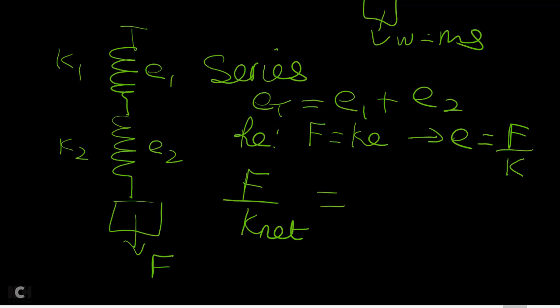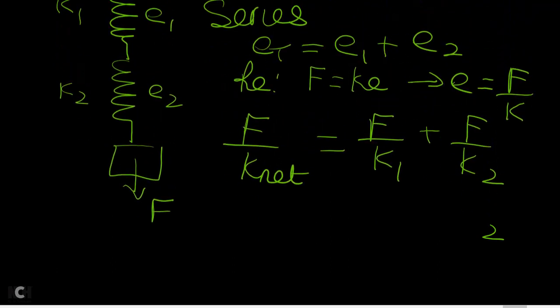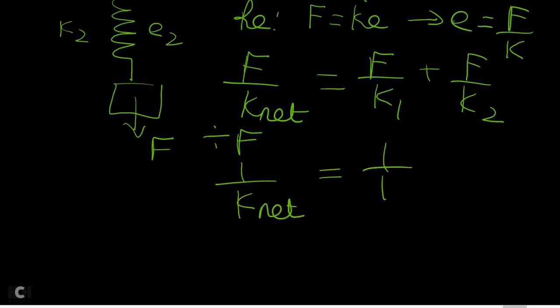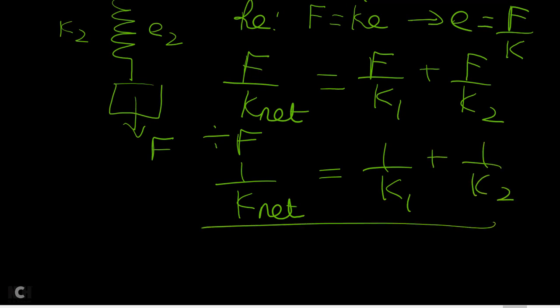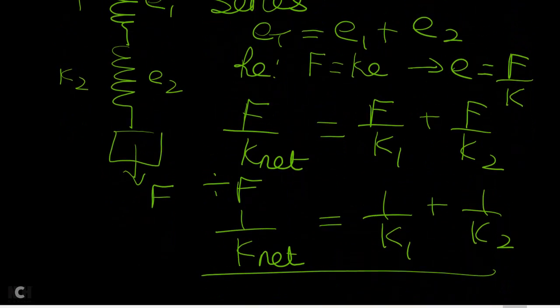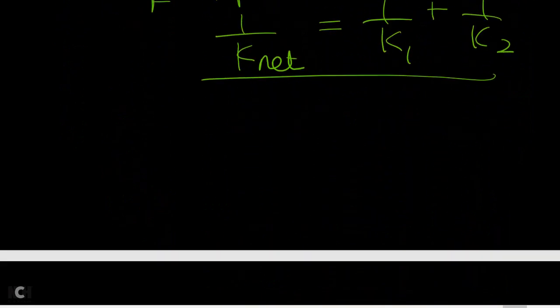That is, if I were to compile these two into one spring, what would be that net spring constant? So that would be F over k1 plus F over k2. Right? So here we are going to divide by F. So I have 1 over the net spring constant is 1 over k1 plus 1 over k2. So therefore you could say it's opposite to resistors: two springs in series behave like two resistors in parallel.